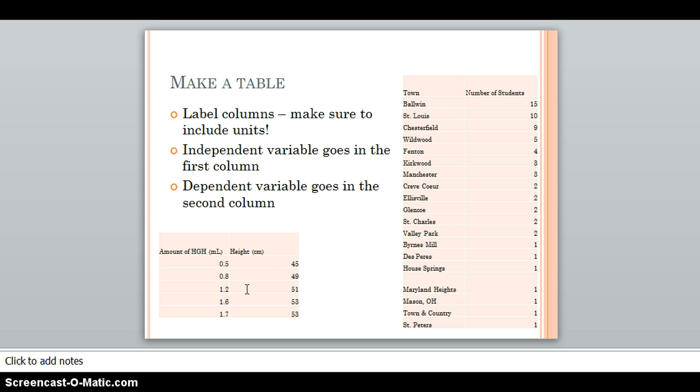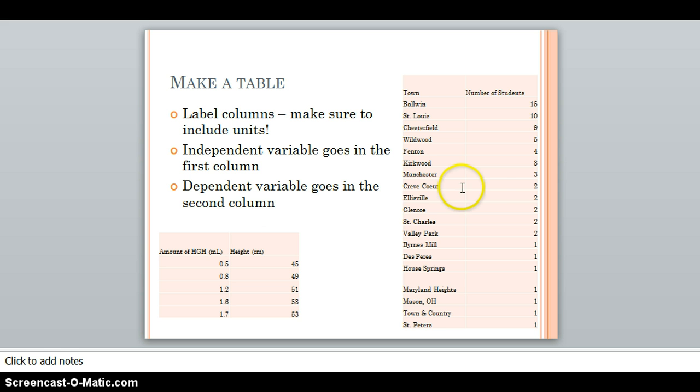The data table at the bottom was created after a scientist did an experiment answering the question, how does human growth hormone affect growth? Each subject was given a different amount of human growth hormone, or HGH, and then their height was measured. Since the scientist was giving hormone to the people, this is the independent variable. They measured the height of the person because this was the effect they were interested in seeing, so this is the dependent variable. Notice the top of each column lists the units in parentheses.